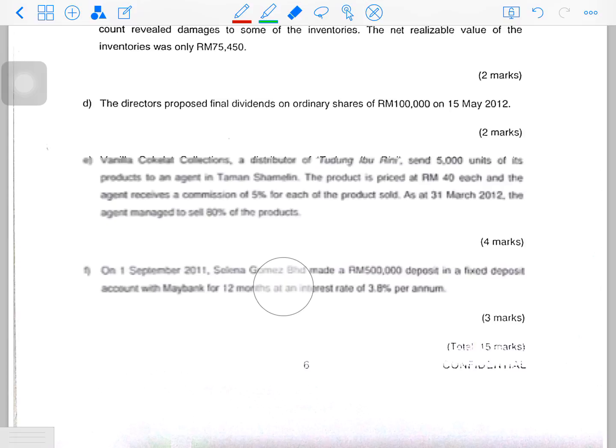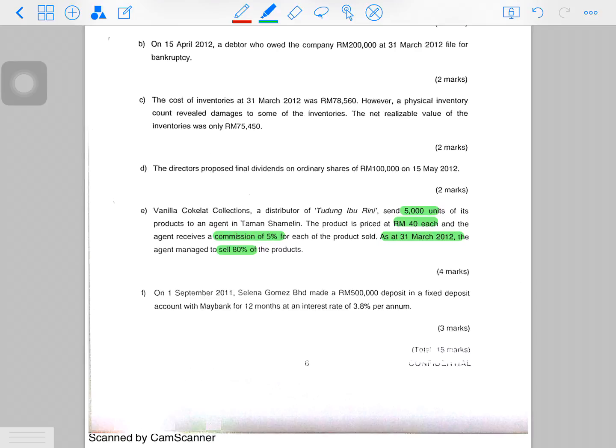When the goods has been sold to the customer, kan? The goods has been sold to the customer. How much you should recognize? 40 ringgit darab 5,000 times 80%, kan? So soalan ni dia tak tanya. Dia hanya kalau untuk vanilla chocolate, dia akan recognize revenue tu sebanyak 5,000 times 40 times 80%, kan?